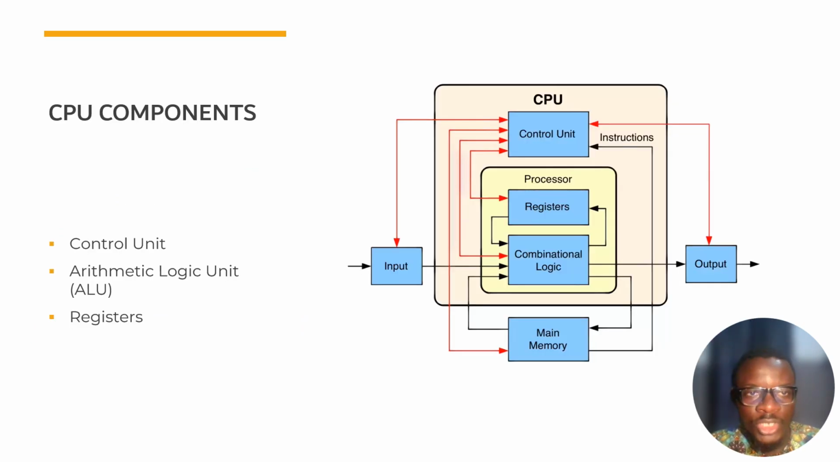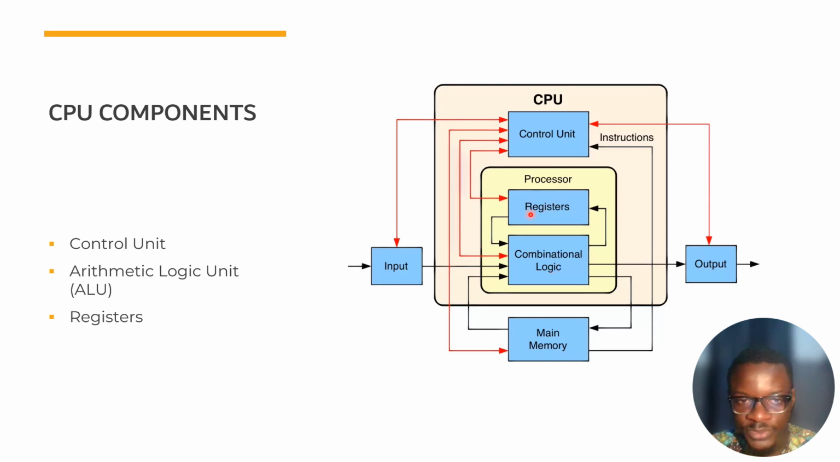Now let's zoom in on the CPU. It consists of three main parts. We have the control unit, which manages and controls the execution of instructions. We have the ALU, which performs mathematical and logical operations. Then we have the registers, which are very small, fast storage locations within the CPU for holding data and instructions temporarily. So whatever data or instruction comes from the RAM goes to the registers. So the registers are what hold the information.